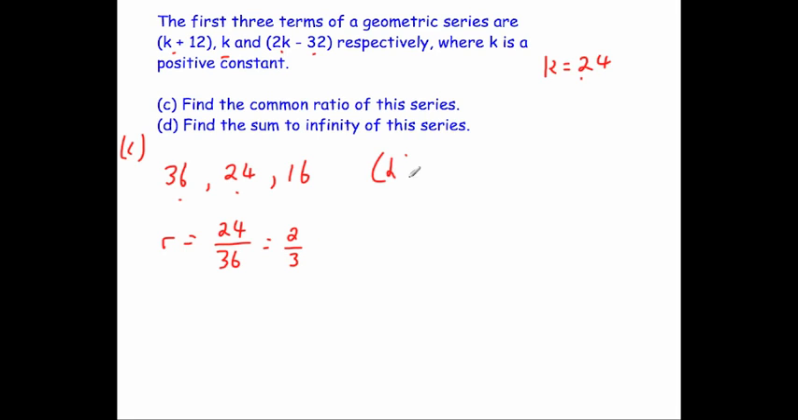And finally, part D. Part D says find the sum to infinity. So the sum to infinity is equal to a over 1 minus r. So that means that a, which is 36, over 1 minus r, that's 1 minus 2/3. And if we do that, we're going to get that that's 36 over 1/3. And 36 over 1/3 is equal to 108. That's it. So the sum to infinity would be 108.